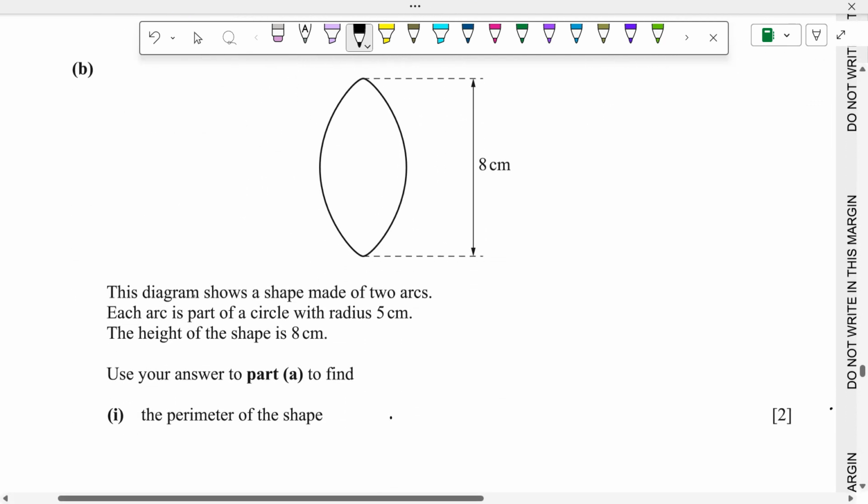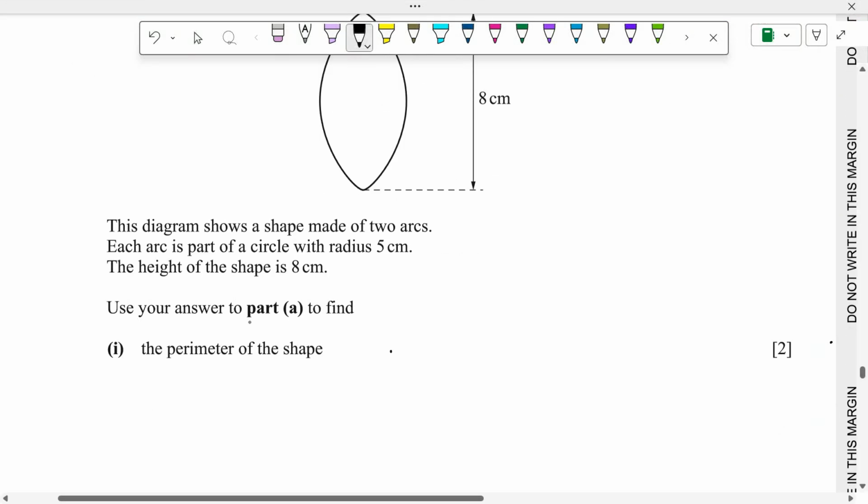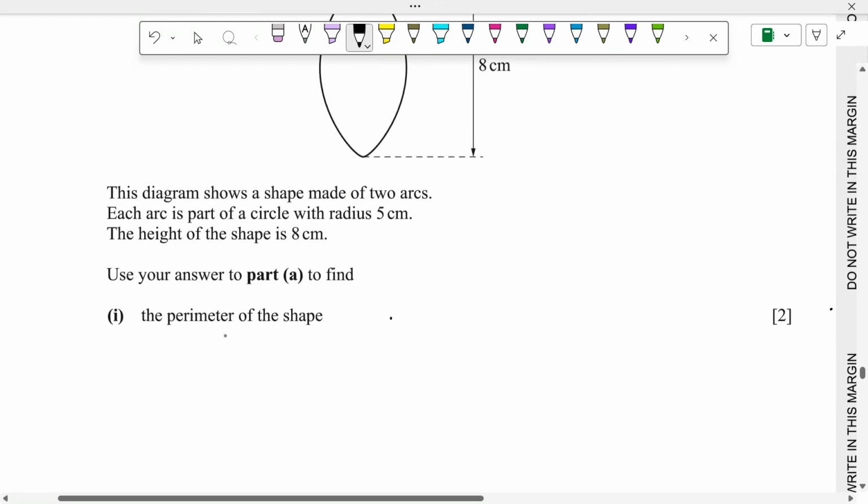Part B. The diagram shows a shape made of two arcs. Each arc is part of a circle with radius 5 cm, and the height of the shape is 8 cm. Use your answer to part A to find the perimeter of the shape.